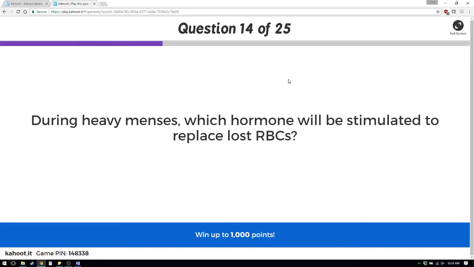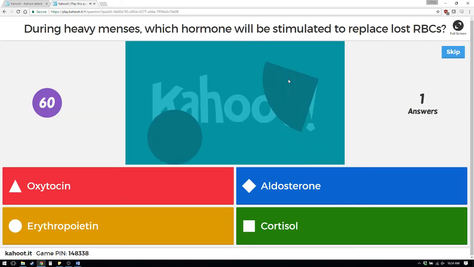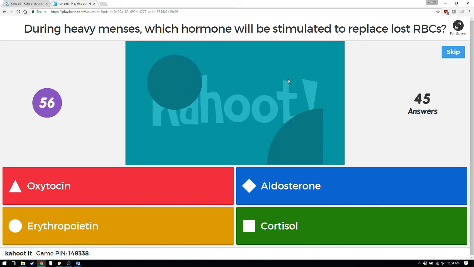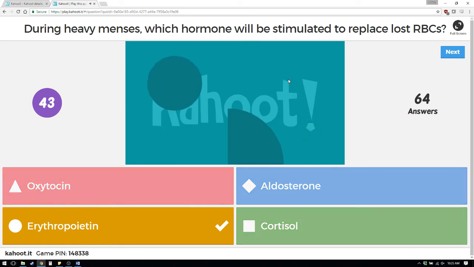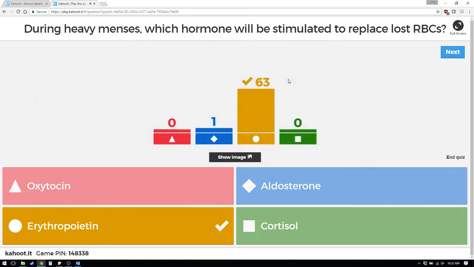All right, during heavy menses, which hormone would be stimulated to replace lost red blood cells? That was pretty much a gimme. All right, so erythropoietin would be stimulated. Where does erythropoietin get stimulated from? Yeah, the kidneys. So you got to have kidneys in order to generate erythropoietin.